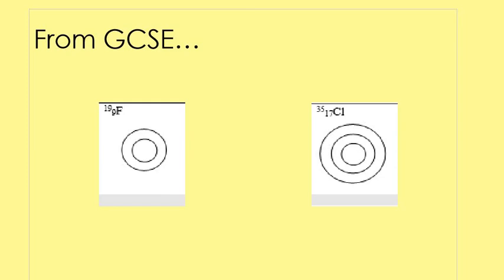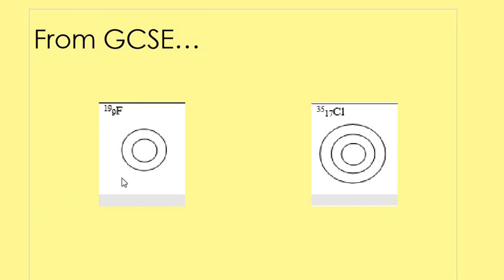So we've just practiced drawing electron configuration diagrams using the group 2 metals. Why don't you have a go with the group 7 halogens, fluorine and chlorine. First, identify the atomic number so that you can work out how many electrons you need to be drawing in, and then try and draw the diagrams. Pause the video and check back in a moment.